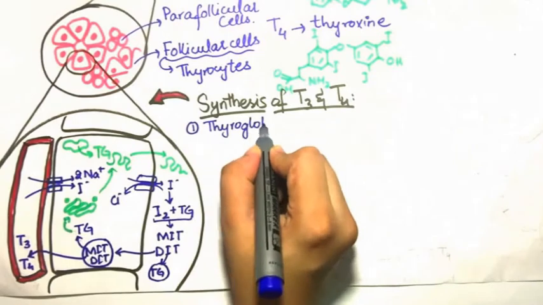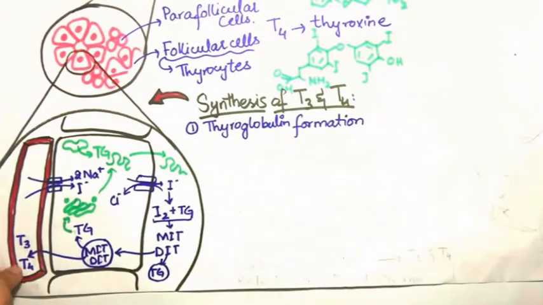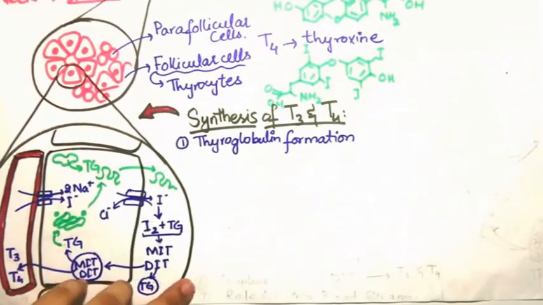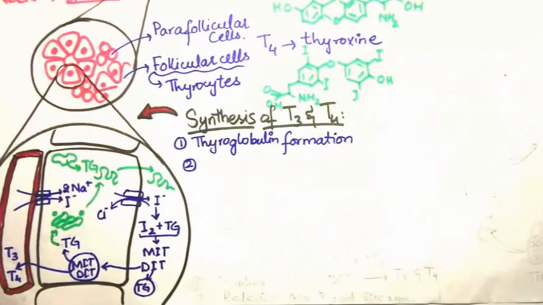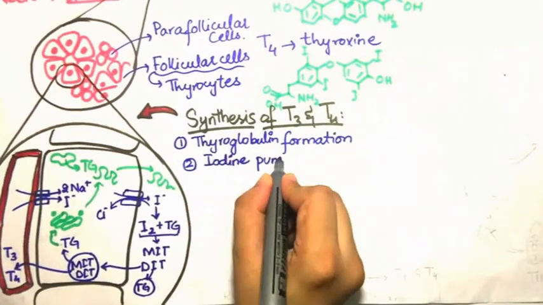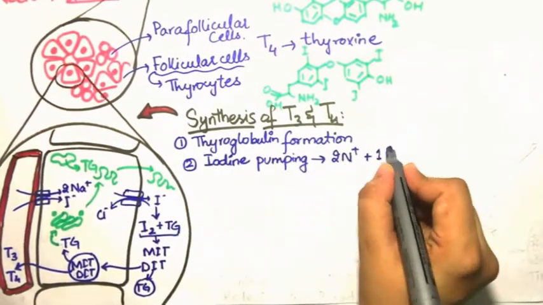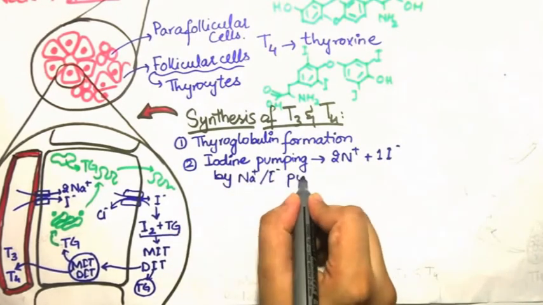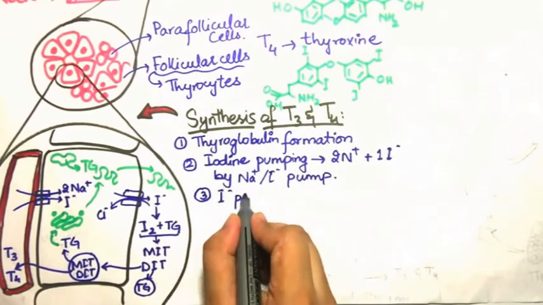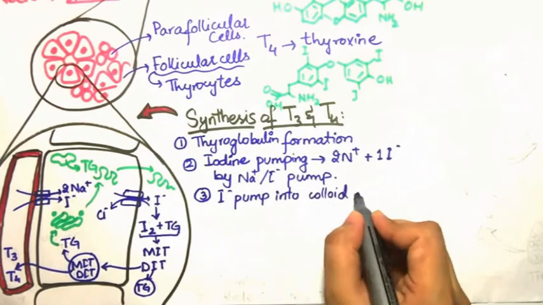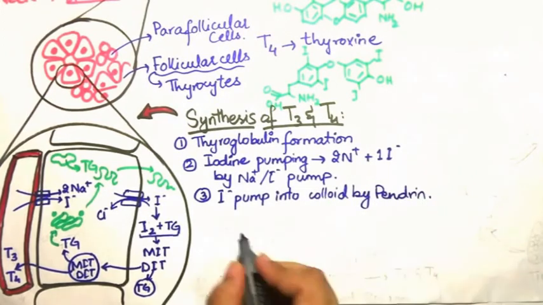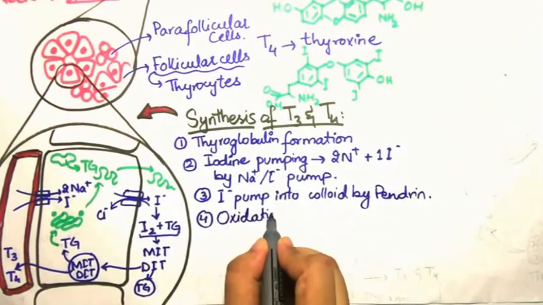Alright, let's go step by step. Number 1 is thyroglobulin formation, and I have told you before how it is formed. It is formed in the thyrocyte, in the Golgi apparatus. Then the second step is iodine pumping, when 2 sodium and 1 iodide will be pumped into the cell by the sodium and iodide symporters.